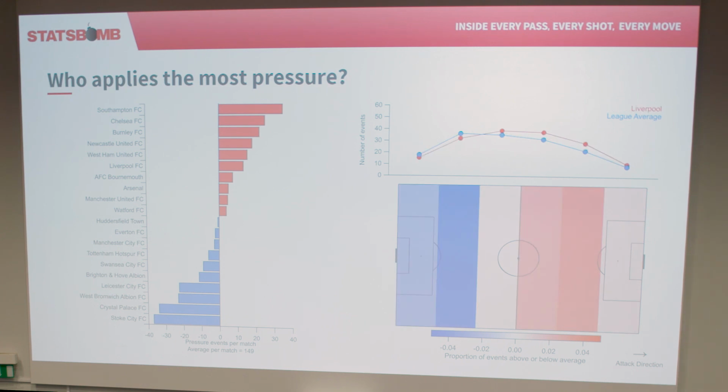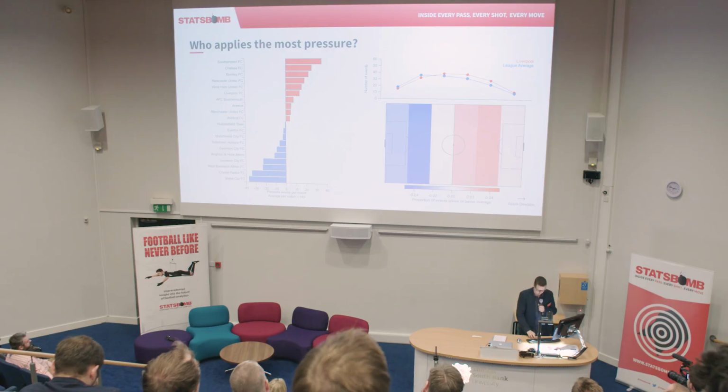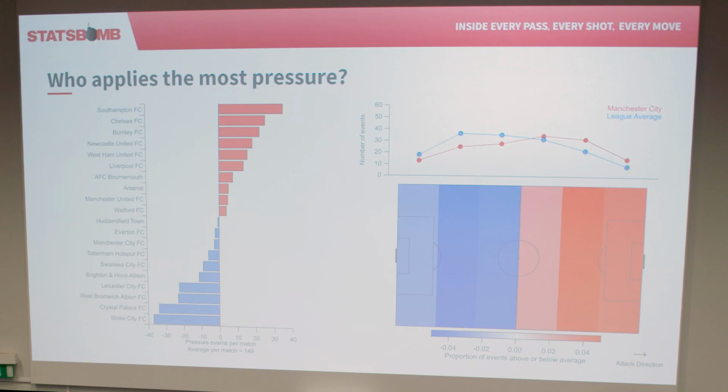And then Liverpool, this is where you start seeing the tilt the other way. In their attacking half, as you might expect, obviously known as a pressing team, they're putting more pressure on comparatively in the attacking half and less in the defensive half. And we really see this contrast when we look at Manchester City. Obviously, Pep's well known for his pressing philosophy, and you really see that strong gradient, that tilt of the field in terms of pressure with Manchester City's data.